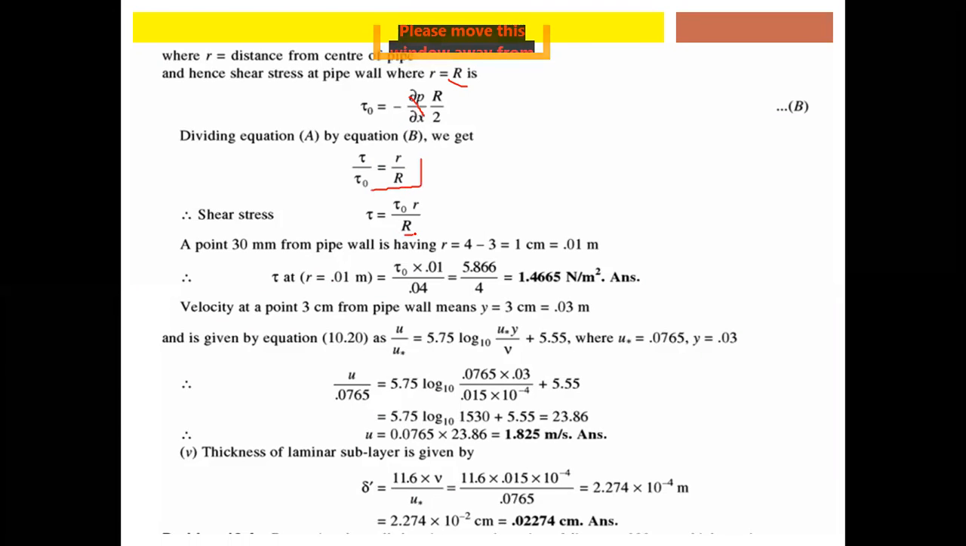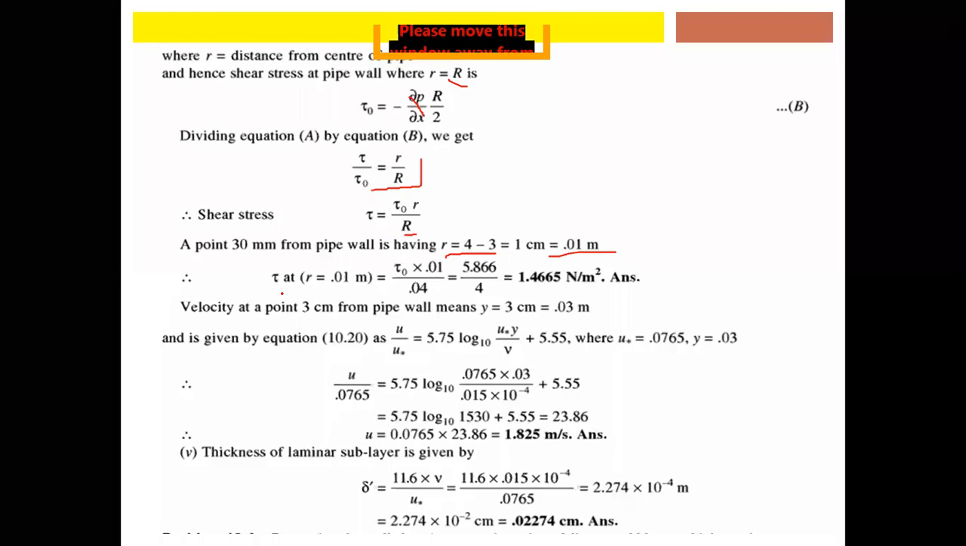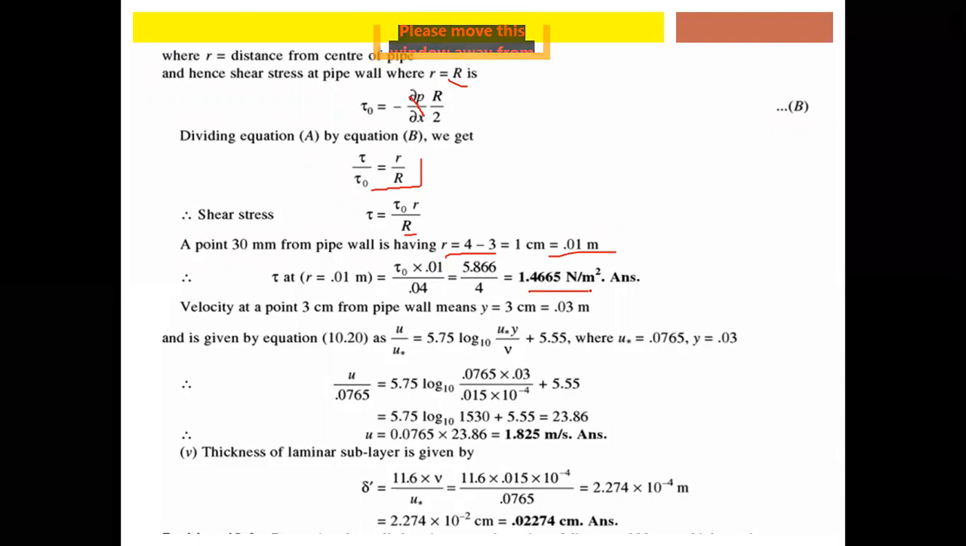Now at a point 30 mm from the pipe wall, as given in the question, r is equal to 4 minus 3, that is 0.01 meter, right? Therefore, if you know the concept, you can write directly. At this 0.01 meter, tau is equal to tau naught into 0.01 by 0.04. So that is the value.